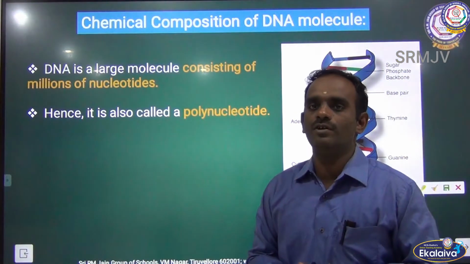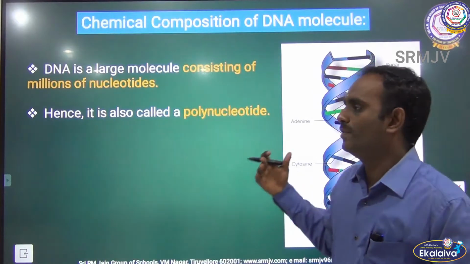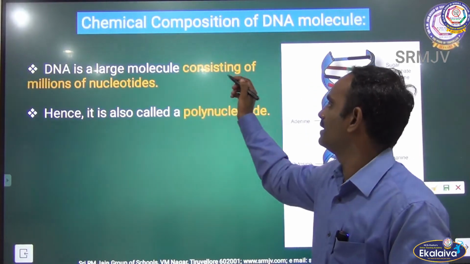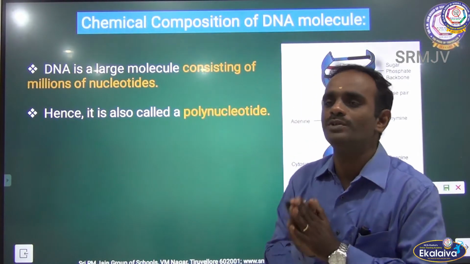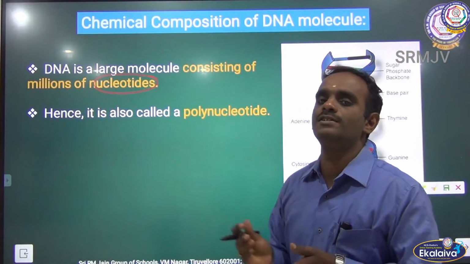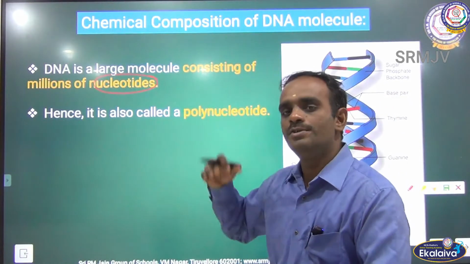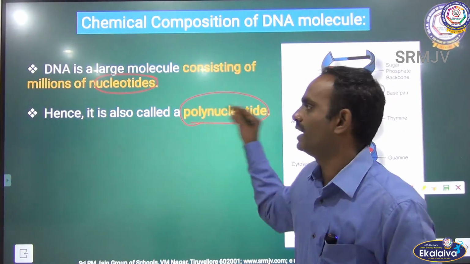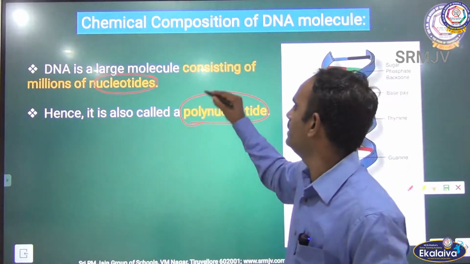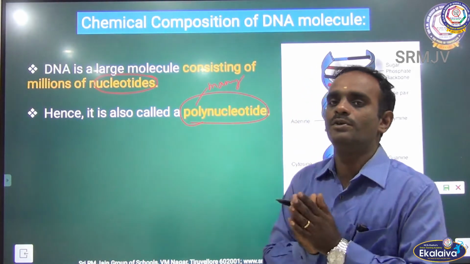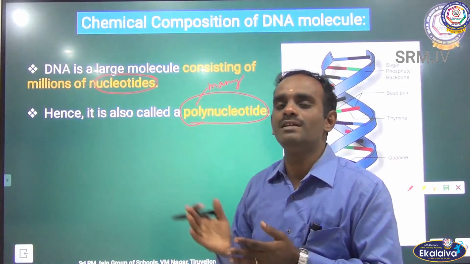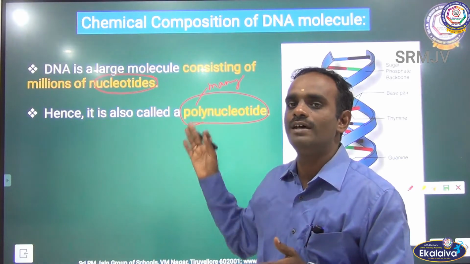Then the chemical composition of DNA. What is DNA made up of? What are the components present inside the DNA? Let's see. DNA is a long molecule consisting of millions and millions of nucleotides. Hence it is also called polynucleotide. Poly means many. So DNA is a large molecule made up of millions of nucleotides, hence it is also called polynucleotide.